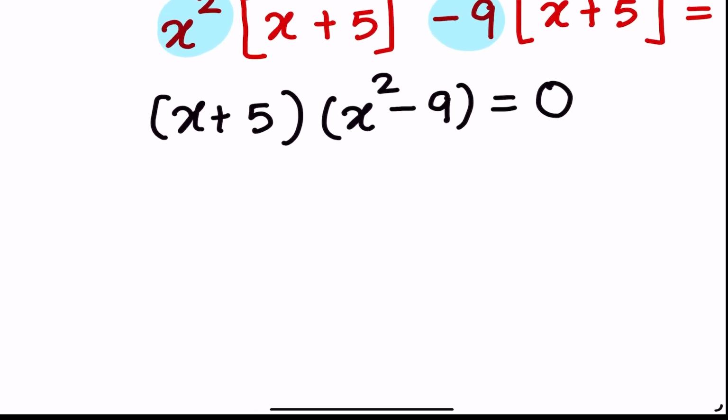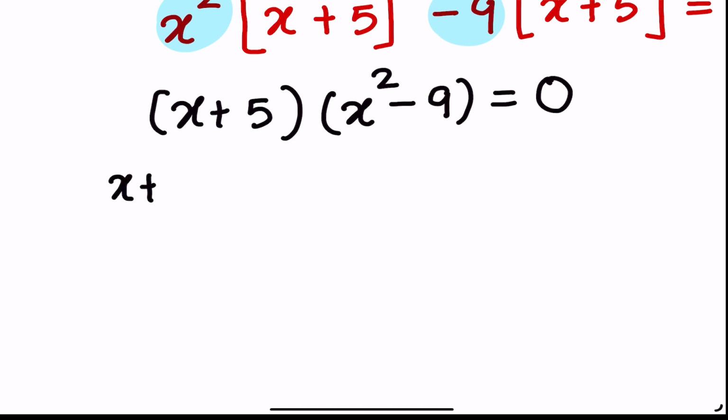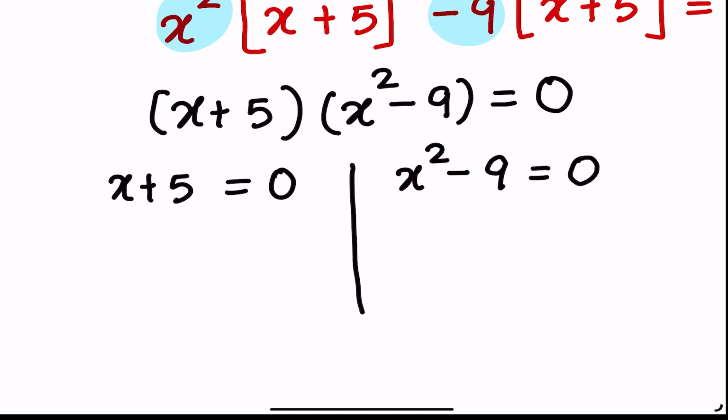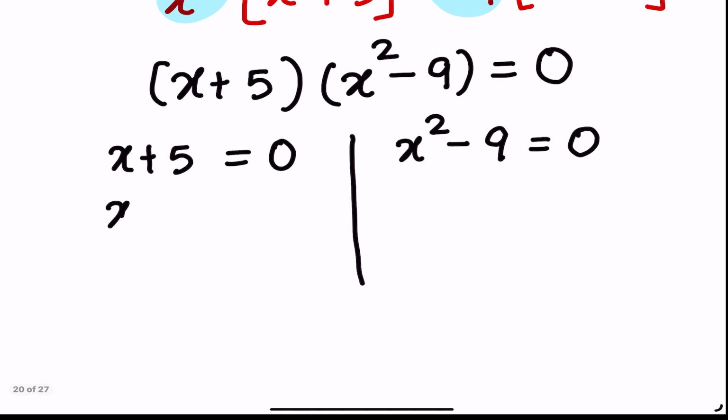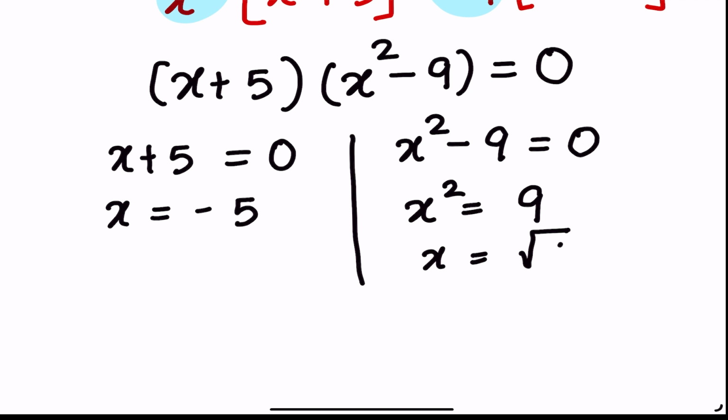Once I'm here, what do I do? I set my factors equal to 0. X squared minus 9 equal to 0. So from here, x is equal to -5. And from here, x squared is equal to +9. That means x is equal to square root of 9, which is +3 and -3. So my solutions are -5, -3, +3.